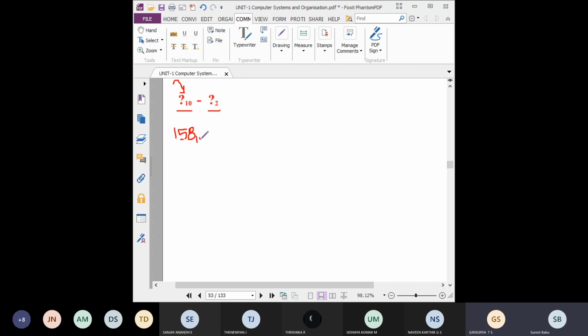158 base 10, I need to convert this number into its equivalent binary value. So what is the required number system, students? Binary. What is the base of binary? 2. Very good. So now we are going to divide this quotient repeatedly by 2.